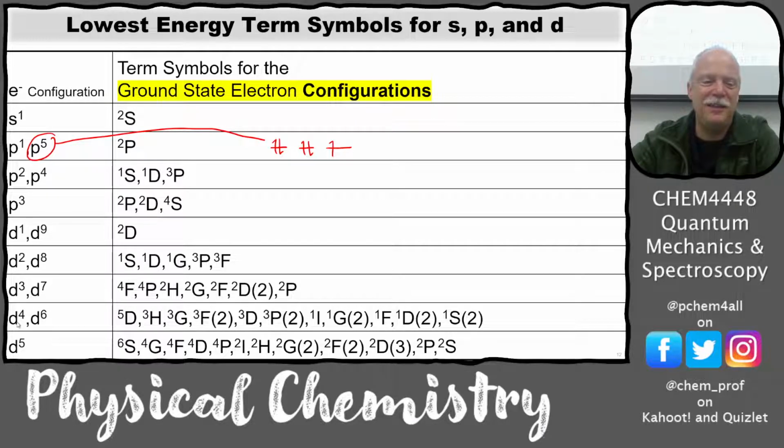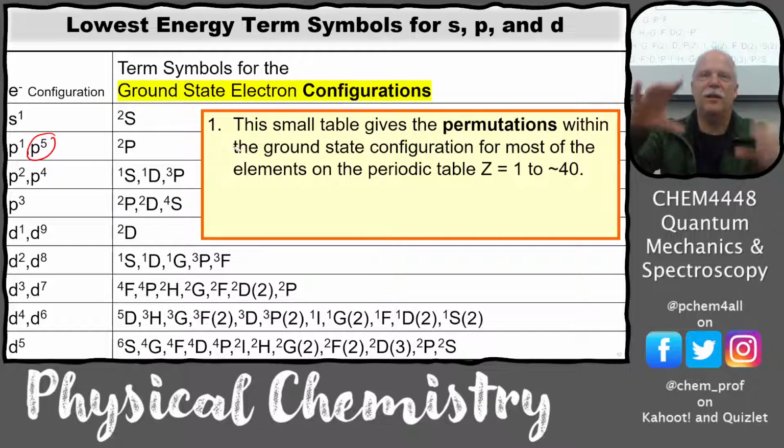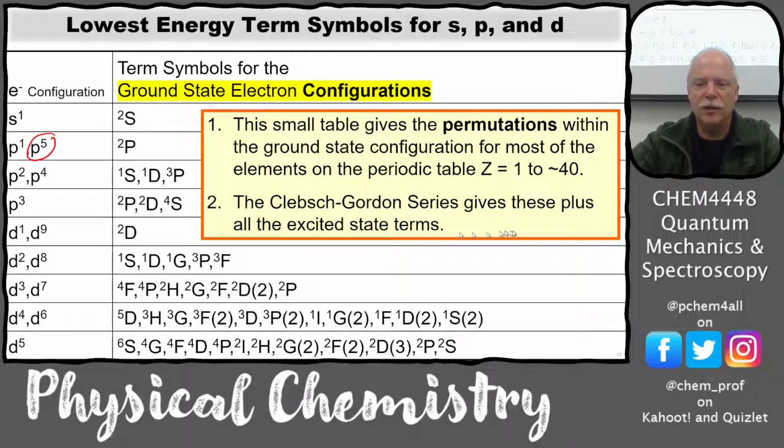But you start with just that d4 electron configuration, and these are all the permutations of how you can put those arrows, spin up, spin down, and coupling in the M sub L quantum numbers. So this small table gives you the permutations within the ground state electron configuration. Remember, the configuration is the big Venn diagram circle, and then all the little pieces in between, different ways to put the arrows in, are the permutations. The Clebsch-Gordan series gives these plus all the excited state terms. So this is just the ground state terms. We get all the excited state terms from the Clebsch-Gordan series too.